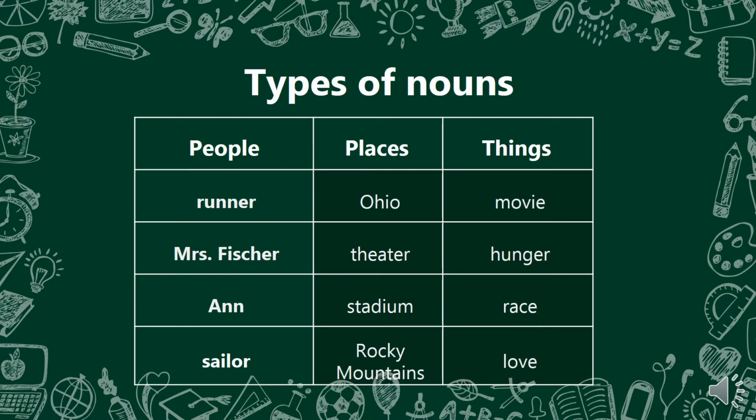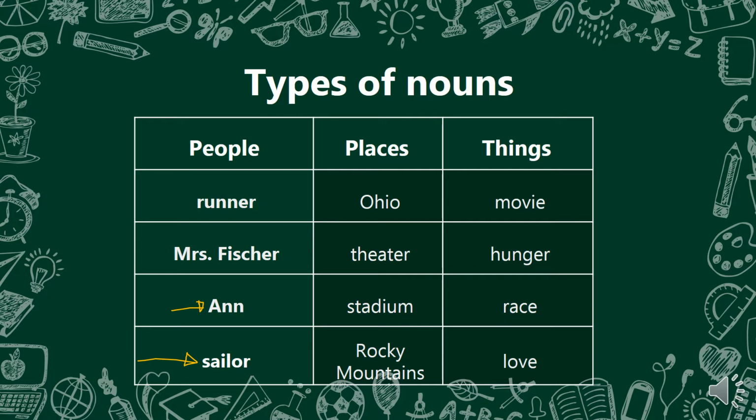Okay. The types of nouns, like we said, people. We have here runner, Mrs. Fisher, and sailor. What is the difference between these? For example, runner and Mrs. Fisher. Runner is a common noun, while Mrs. Fisher is a proper noun. It's the same between Anne and the sailor, if I can point here. Okay, Anne here is a proper noun, while sailor is a common noun. We have studied these before in the previous grades.